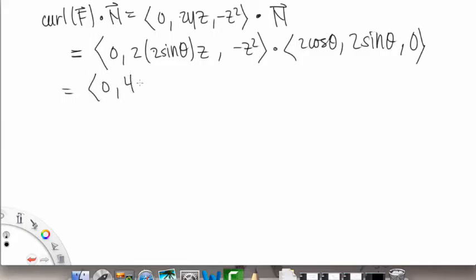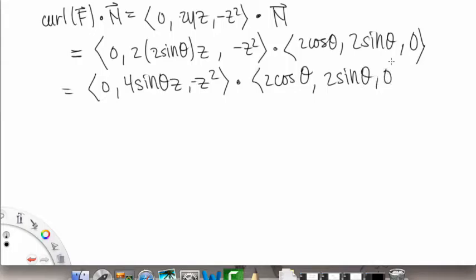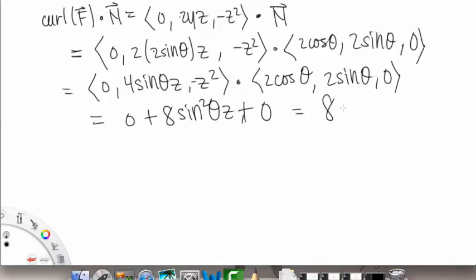So 0, 4 sine theta z, and then we have a negative z squared, and 2 cosine theta, a 2 sine theta, and a 0. Okay, so we're going to dot these out. The first product that we get is a 0. The second one is going to be an 8 times sine squared theta, z, and the last one is also going to be plus 0. So our final result for the integrand is going to be 8 times sine squared theta times z.